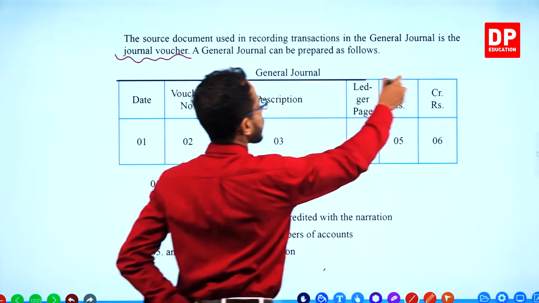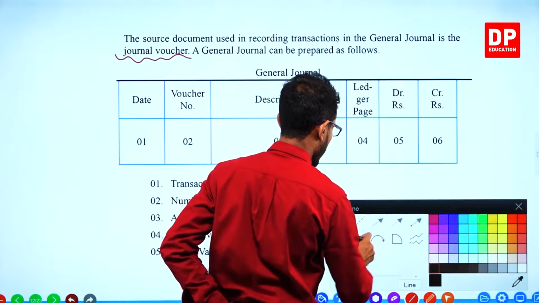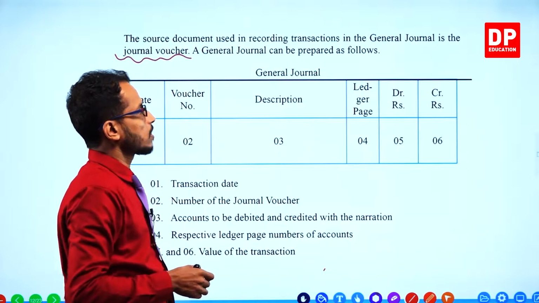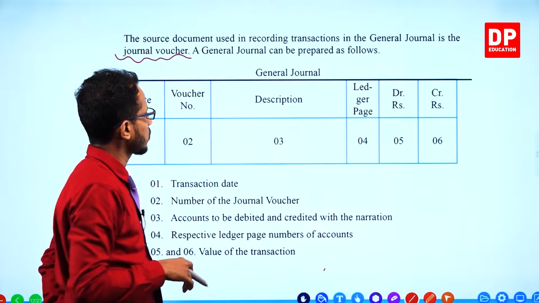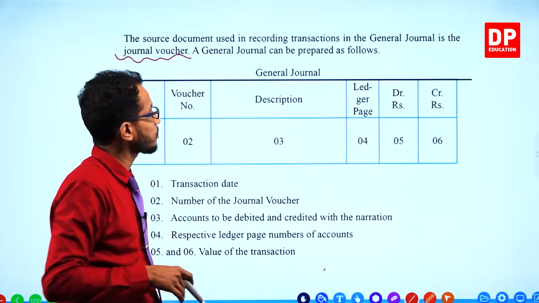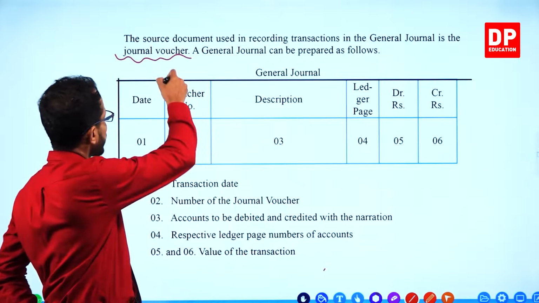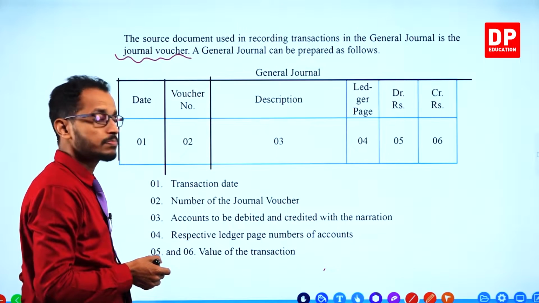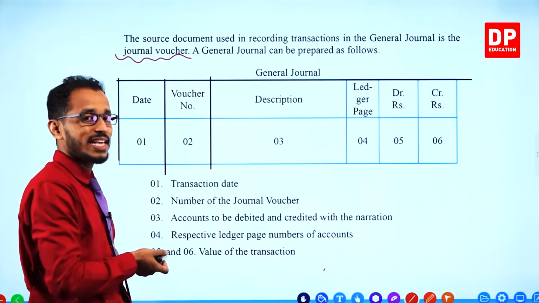Draw the table first. It's not the format of a T or any other ledger. It is a table. Okay. Date column first, then voucher number. So little things, small things.